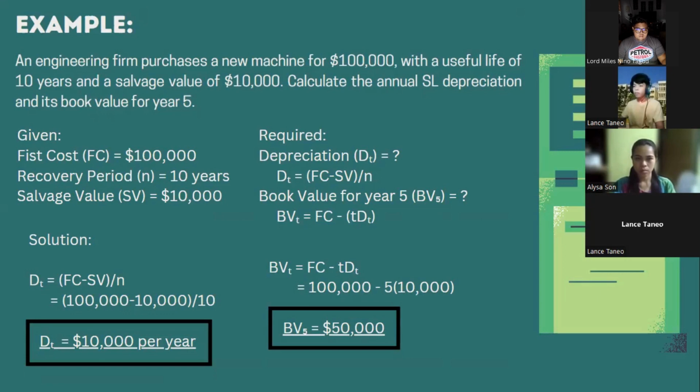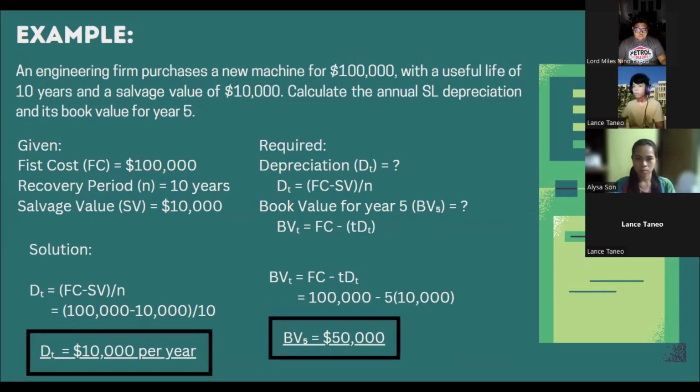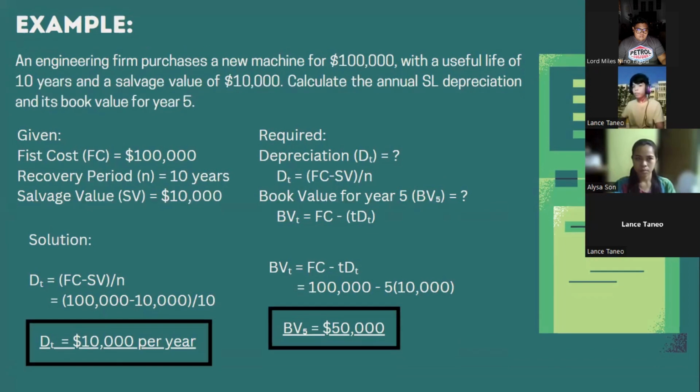Now that we have identified the given, we should also identify the required. We have the depreciation, which can be calculated using the formula d_t is equal to quantity FC minus SV divided by n. And we also have the book value for year 5, which can be calculated using the formula BV_t is equal to FC minus Σd_t. Now that we have identified the given and the required, we can start solving.